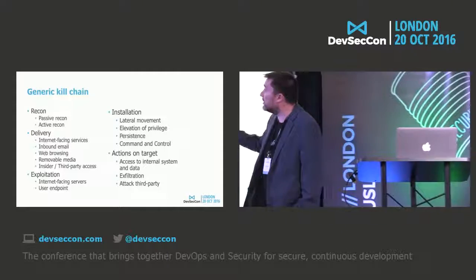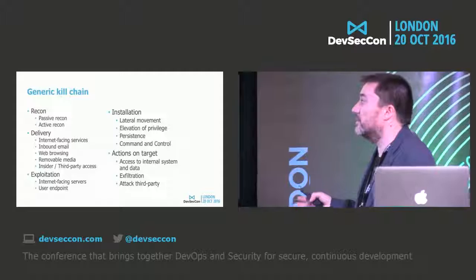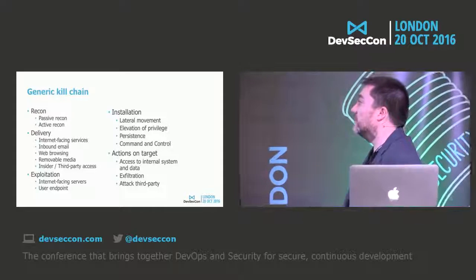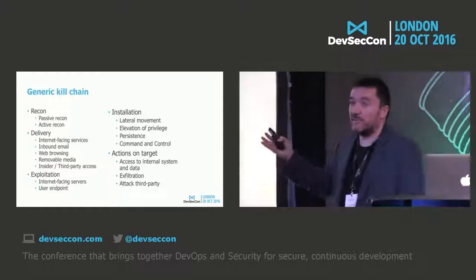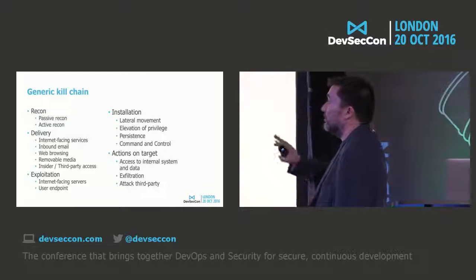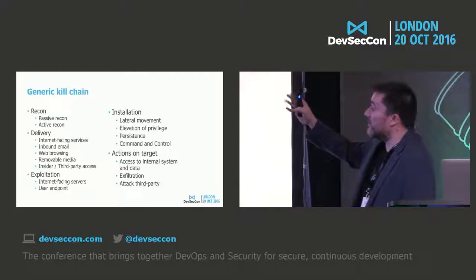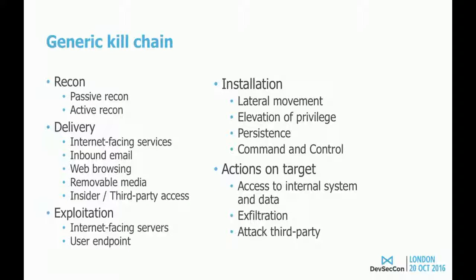So simplifying the kill chain, we have recon, delivery, exploitation, installation, actions on target. This is just a collapsed version of the one in the previous slide. And this is the generic one. This is not specific to cloud services or PaaS or IaaS or Azure or AWS or whatever. And these are the typical things you look at. For example, for delivery, usual vectors are inbound email, web browsing, removable media, and people with credentials, or people exploiting a vulnerability in an internet-facing service.